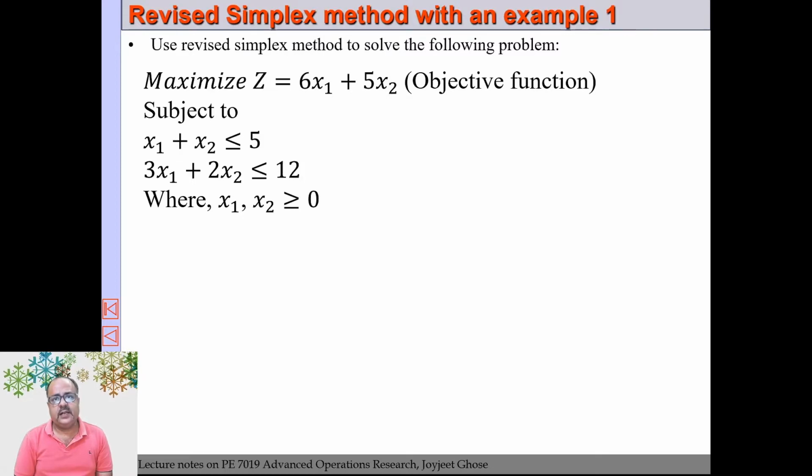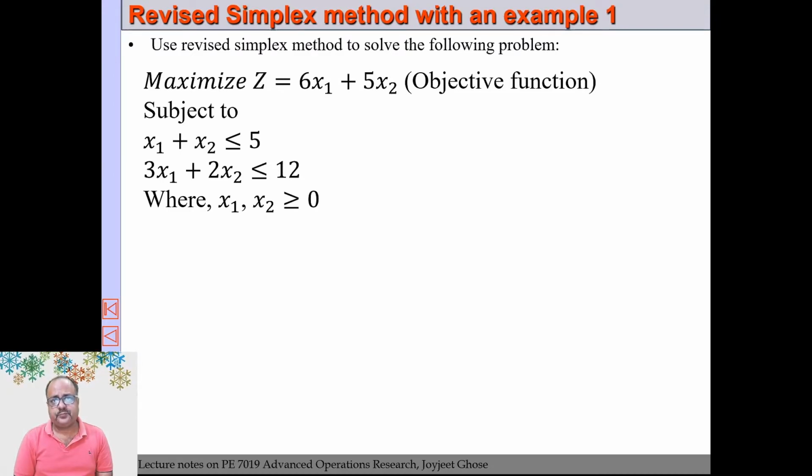This is the third lecture in a series of lectures on revised simplex method. In the first two lectures I discussed the conventional simplex method. In these lectures I'll be introducing you to revised simplex method. If you have not seen my previous two lectures, please see those two videos before watching this video.